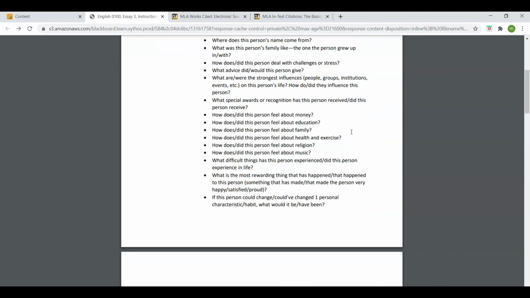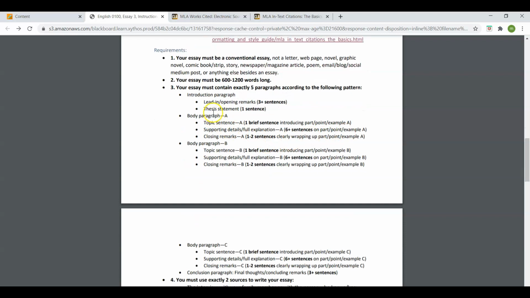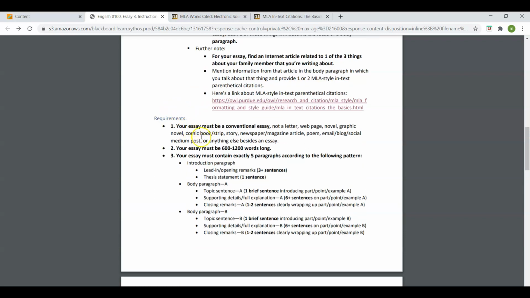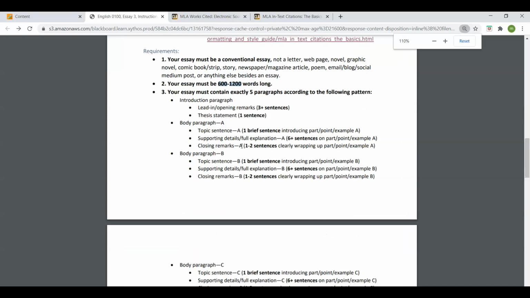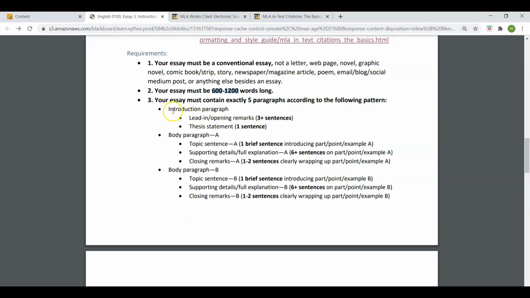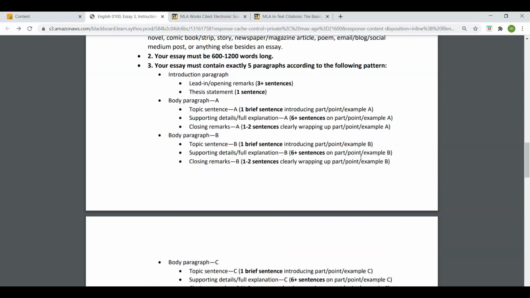So the body paragraphs, in general, looking here under requirements, it's no different than other essays in that it should be a minimum of 600 words, maximum of 1,200. As I've already pointed out, even though I'm not asking you to turn in your introduction or your conclusion as part of a journal, your essay still has to have those things, right?